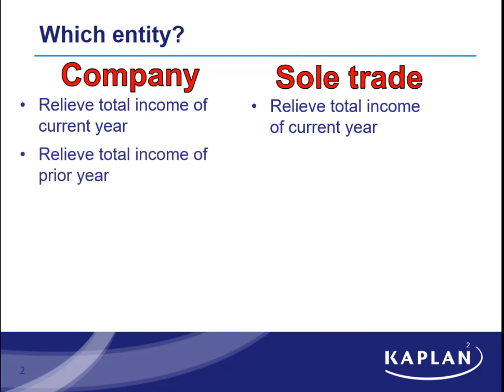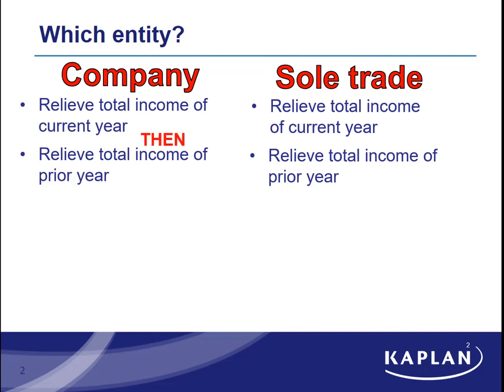Then, with a company, you can go back and you can relieve total income of the prior year. Again, if you choose to do this, you relieve in full before deduction of any qualifying charitable donations. And with a sole trade, again, it looks very similar. You can relieve your total taxable income of the prior year. But there is a very subtle distinction.